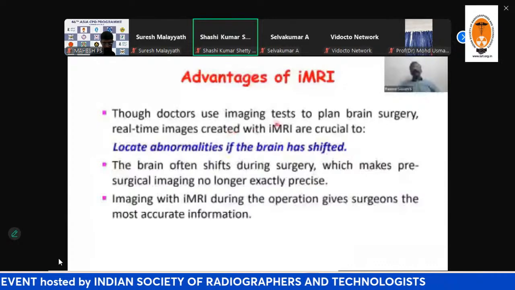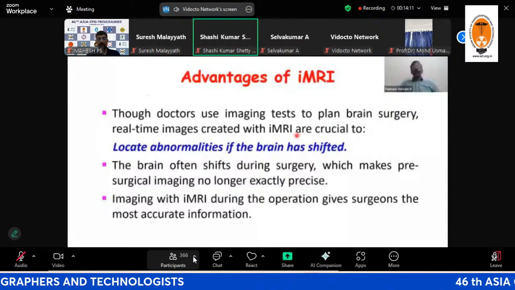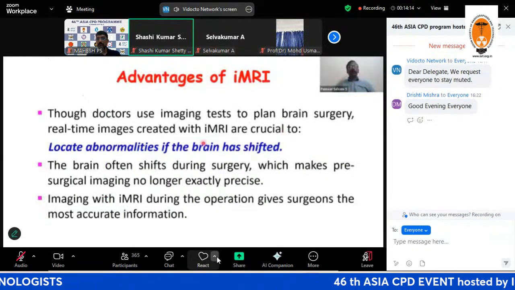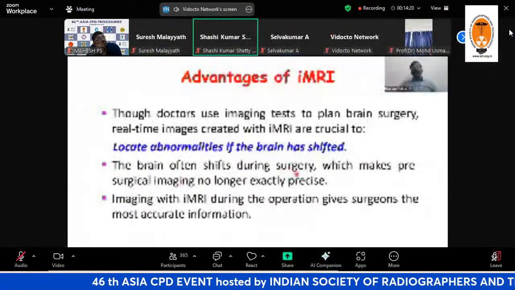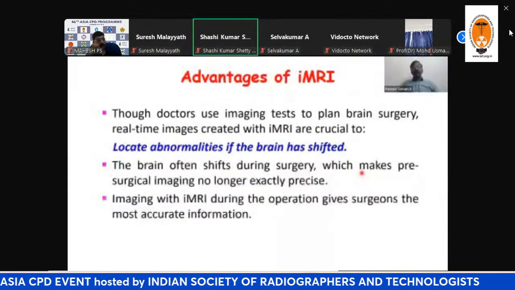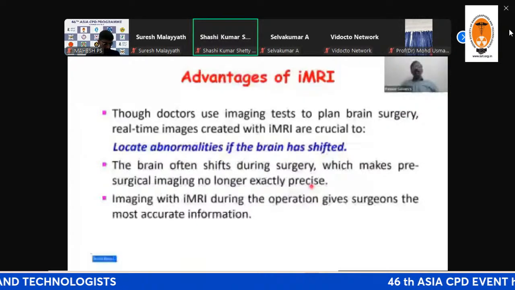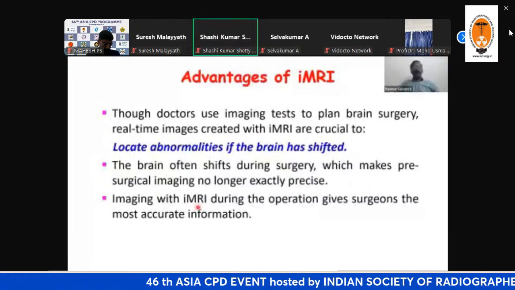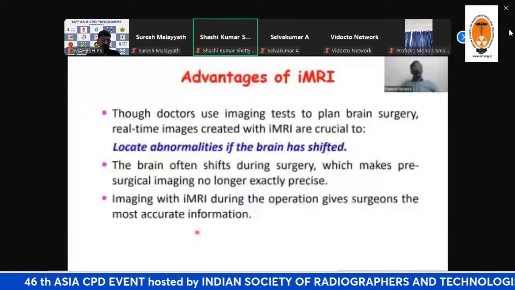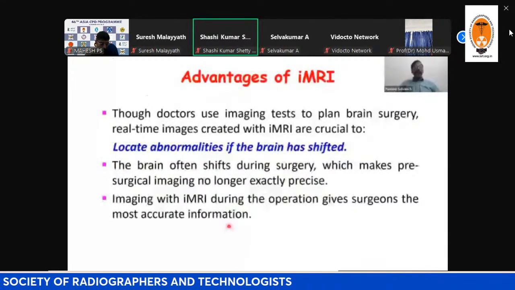Though doctors use imaging tests to plan the brain surgery, real-time images created with the IMRI are crucial to locate the abnormalities if the brain has shifted. You know that the brain often shifts during surgery, which makes the pre-surgical imaging no longer exactly precise. So pre-surgical planning would have been done, but the brain shifts during the surgery, so it may not be exactly precise. But imaging with the IMRI during the operation gives the surgeon the most accurate information. That is a major advantage of IMRI.